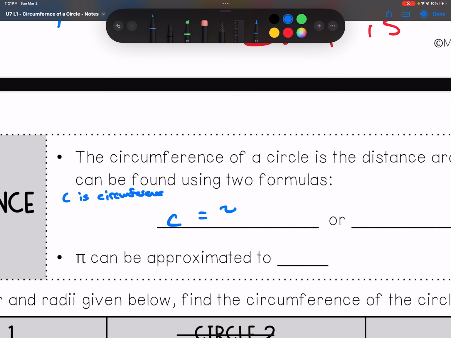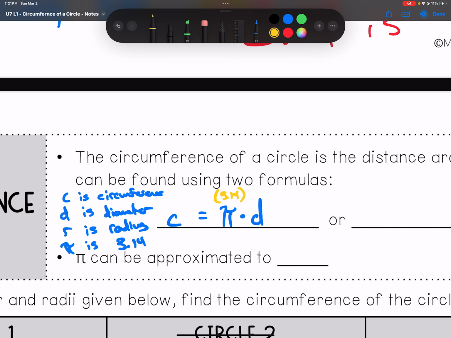Pi times D. D is diameter. And in a second, we're going to use radius. So R is radius. And pi is 3.14. Now, when we use pi, you can multiply times 3.14 in my class. I am okay with that. So anytime you see pi, that means 3.14. I'm going to write that in yellow there. So you're just going to do 3.14 times the diameter.